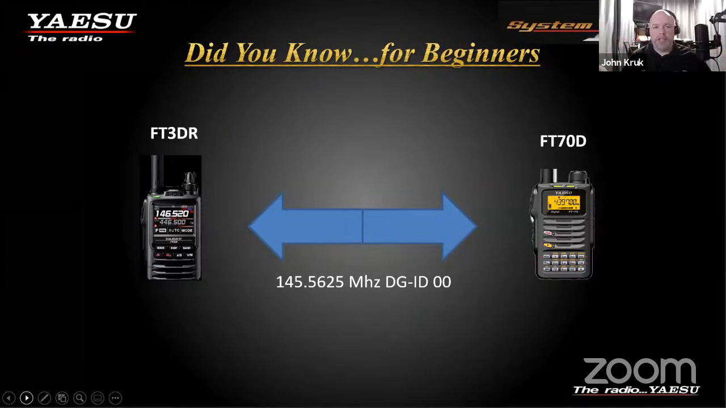It can be simplex operation. Now, one of the things I have up here is this frequency, 145.5625. Let me explain that real quick. A lot of people have asked, hey, is there a Fusion frequency? Is there one that we can use for kind of like a calling channel, for kind of like a general channel? You're traveling through somewhere, you want to turn on the group mode, you want to be able to see who else is out there.